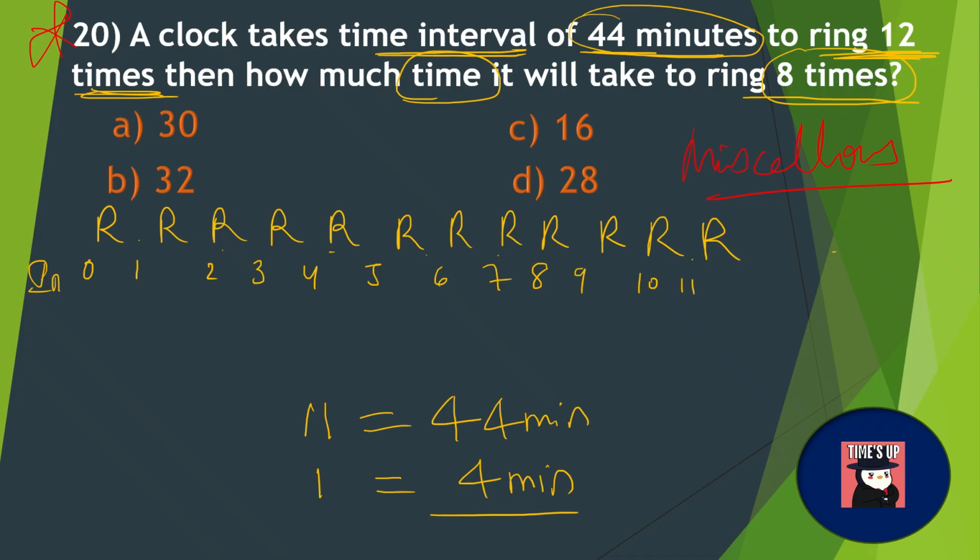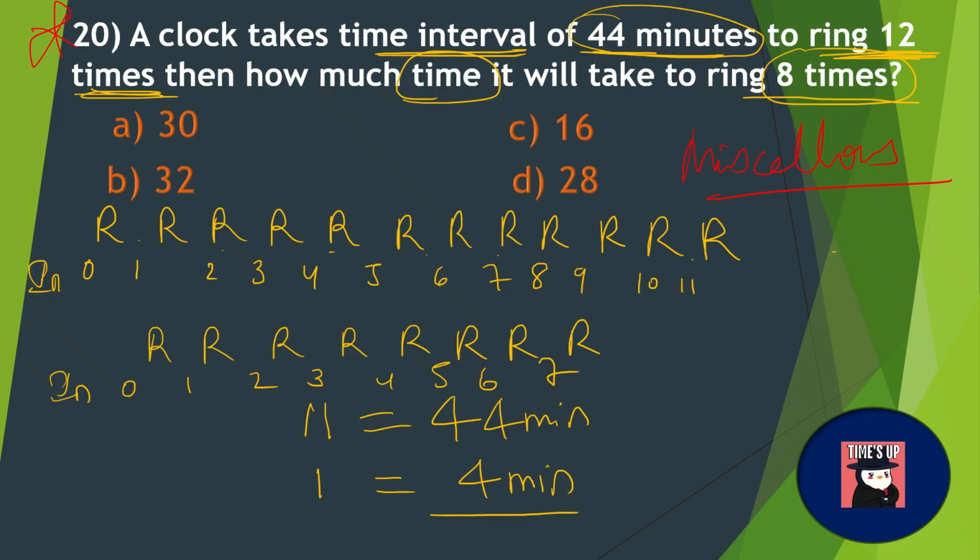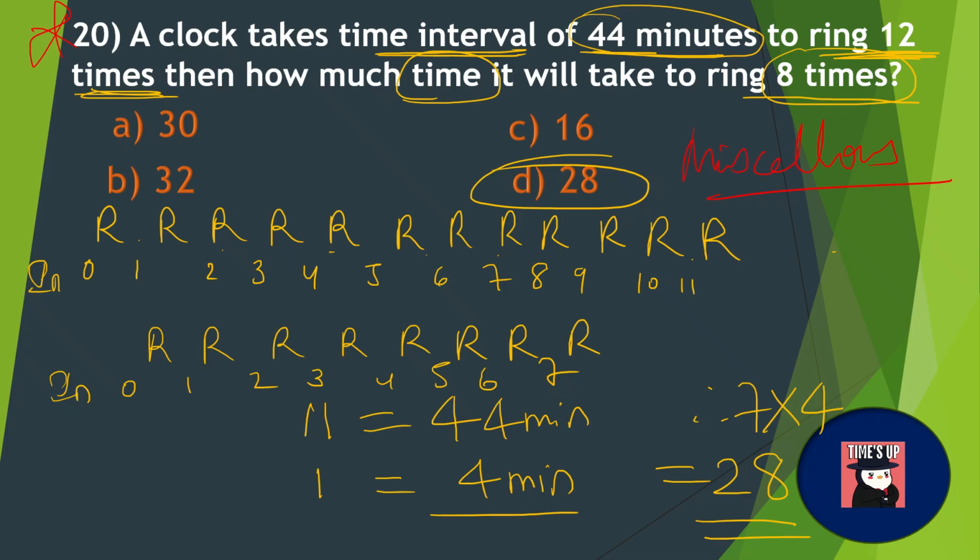This you understood? Now they have asked how much time it will take to ring 8 times. Now if I draw 8 rings, 1, 2, 3, 4, 5, 6, 7, 8, then here the intervals will be 0, 1, 2, 3, 4, 5, 6, 7. So 7 will come. So what you need to do is 7 into 4, and you will get 28. So 28 is the answer. D is the correct option. Understanding?